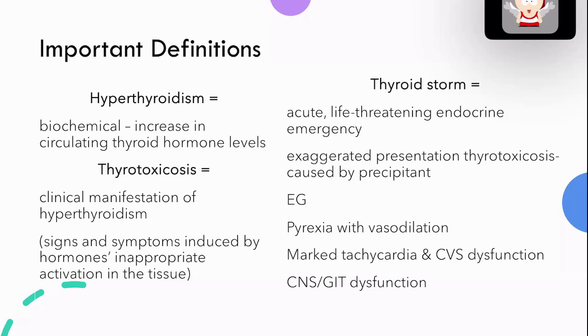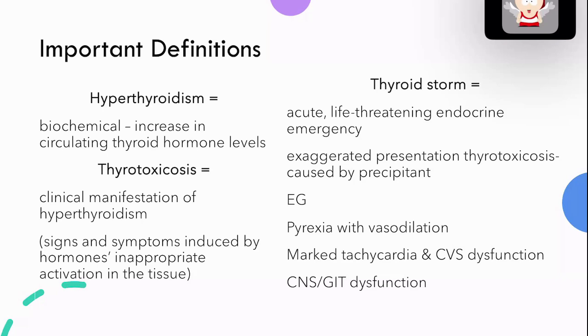And then thyroid storm, or thyrotoxic crisis, is the acute life-threatening manifestation of that. So the exaggerated presentation of thyrotoxicosis where you have end organ failure.